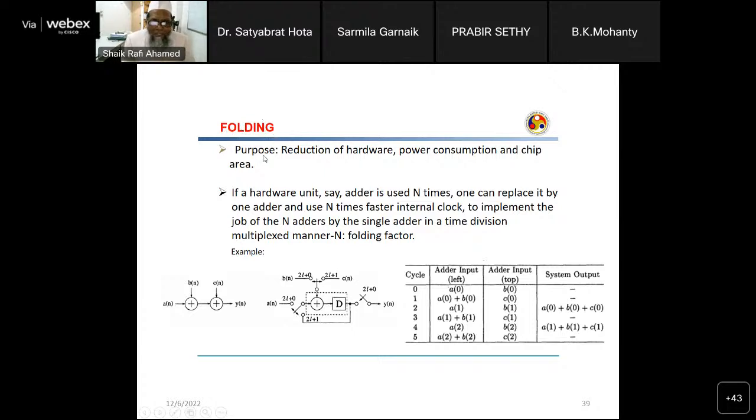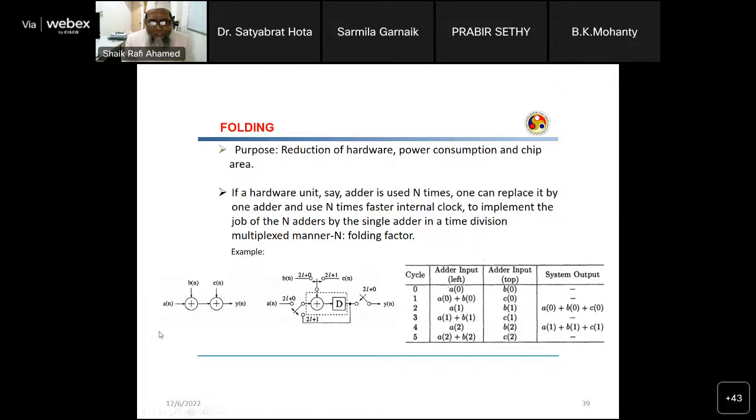In case of unfolding, I have one multiplier, I will use 3 multipliers. I have one adder, 3 adders. Whereas here I have 2 adders, I will implement with only a single adder. I have 4 multipliers, I will implement with only a single multiplier, so that I can reduce the area and power. But what about the functionality? How do you make sure that the functionality remains the same?